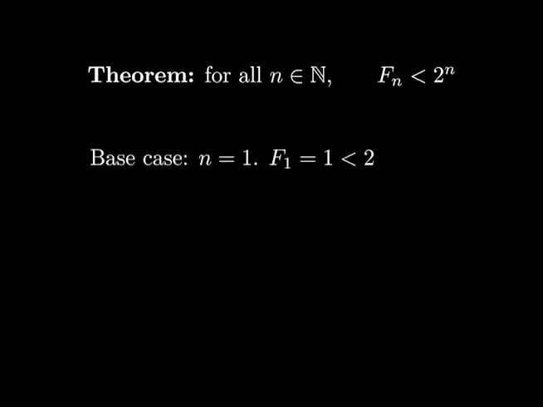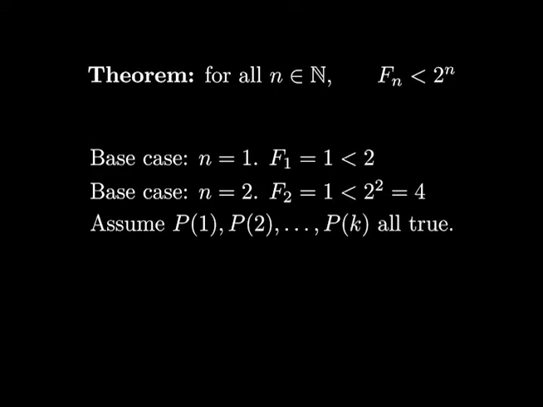N equals 1, so notice that f1 is 1, which is less than 2 to the 1 because that's 2. For n equals 2, f2 is again 1, which is less than 2 to the 2, which is 4. Okay, so now let us fix k bigger than 2. Assume that P of 1, P of 2, all the way up to P of k is true.